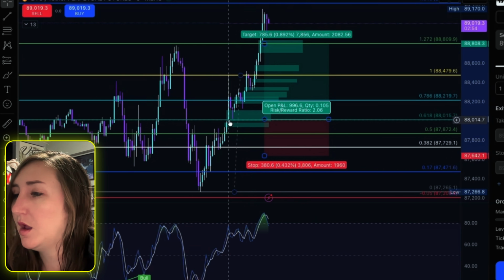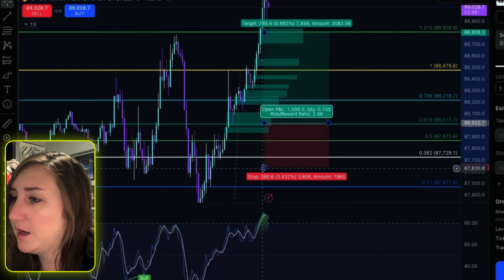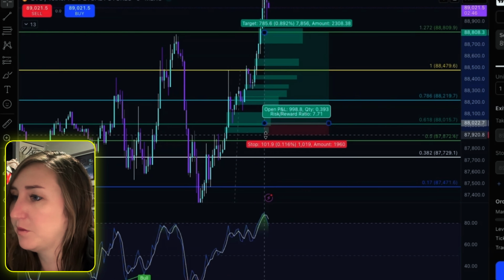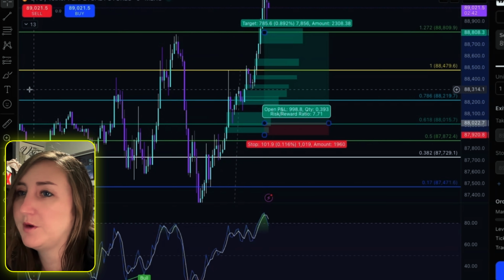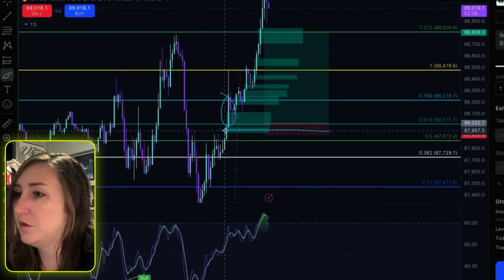Stop loss, I'm putting below the 5-minute fair value gap candle. So we have this lovely candle right here. We could simply, and if it matches up with a fib line, even better, give it some breathing room. So we have this 5-minute fair value gap candle. Okay. So I would just put the stop loss below that candle.